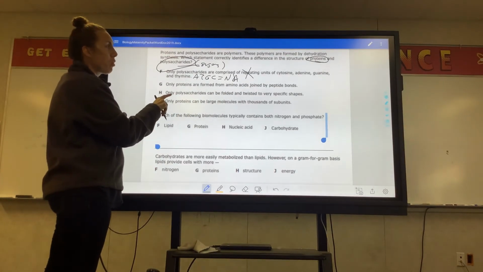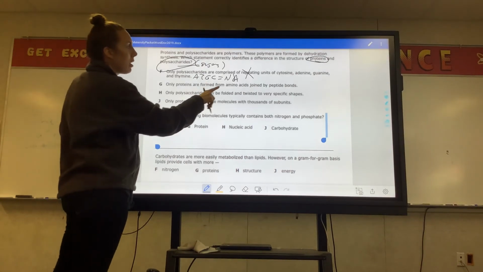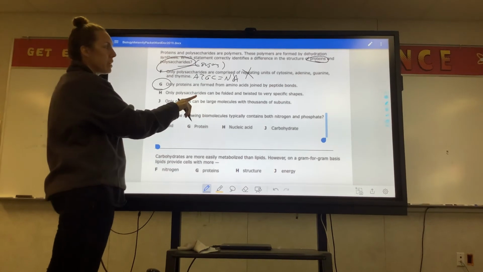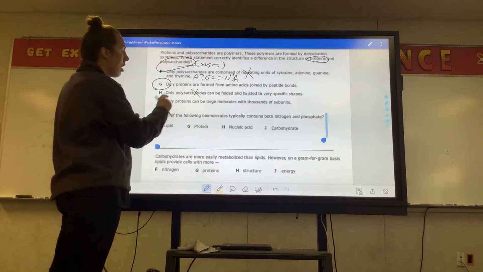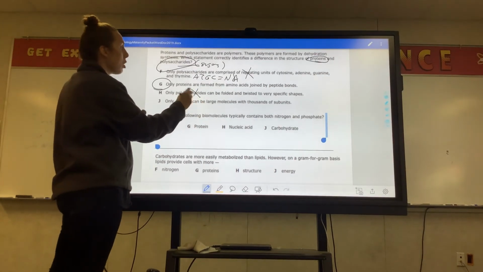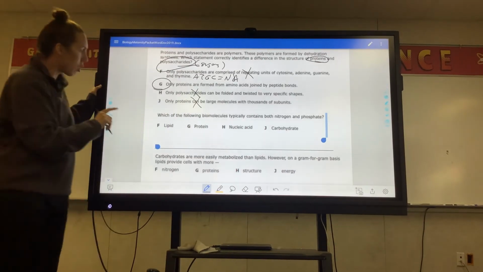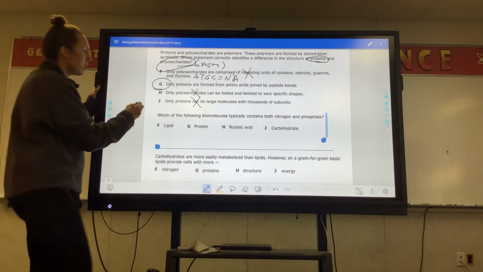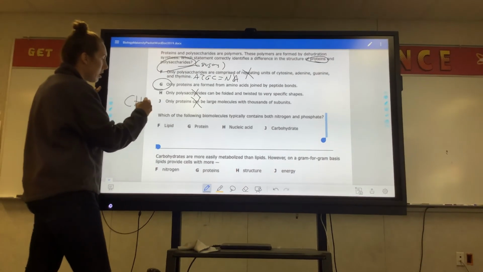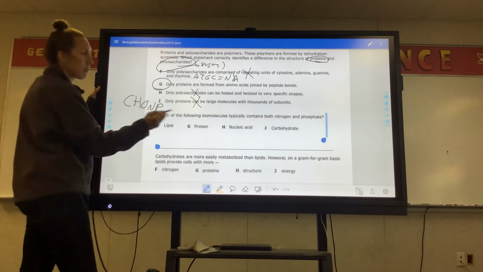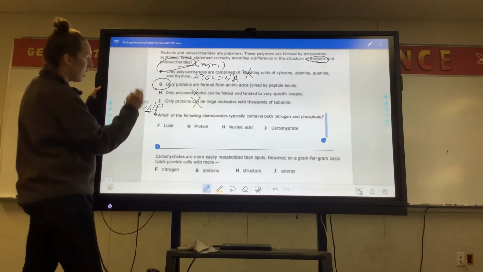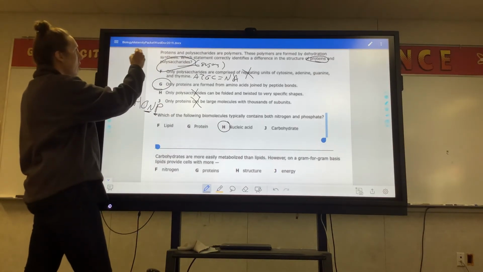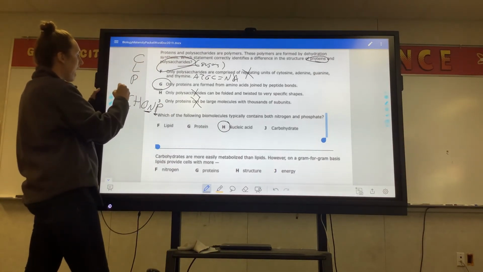Only proteins are formed by amino acids, yes. Only polysaccharides can be folded and twisted. Nope, everything can do that. Only proteins can be large molecules. Nope, everything can do that. Almost done. Which of the following biomolecules typically contain both nitrogen and phosphate? So it's doing CHON, chomp. So which ones contain nitrogen and phosphate? This is, so nucleic acid. So remember it's carb, lipid, protein, nucleic acid.